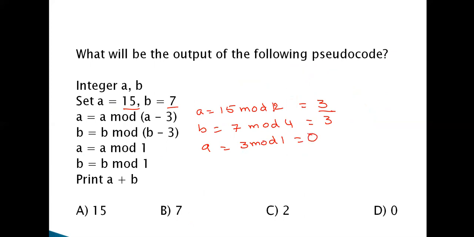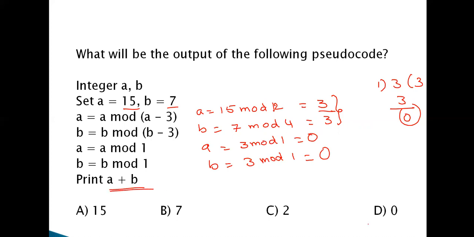Observe. Modulus means remainder. Here the first two, everyone does the right thing. But in the last case, A is equal to 3 mod 1, most of the students give the answer as 3. But this is the way: 1 into 3 is 3. The remainder is 0. So B is equal to 3 mod 1. What is the answer? Simply here also 0. What is A plus B? A plus B value is also 0. Okay, this is the output.